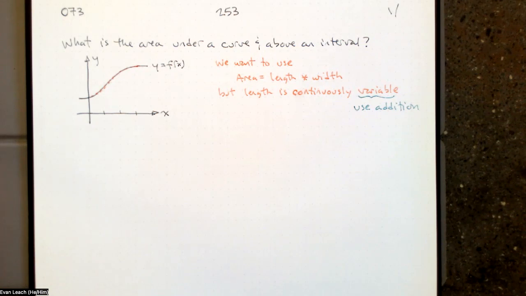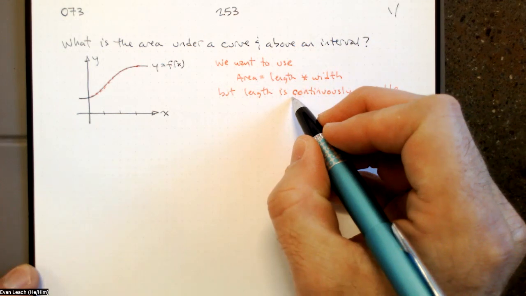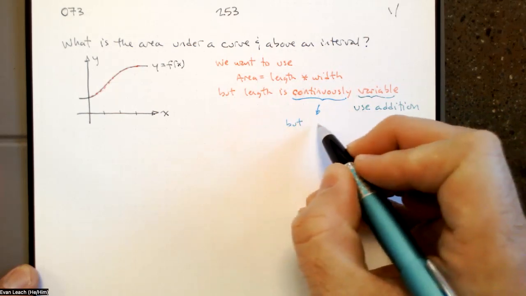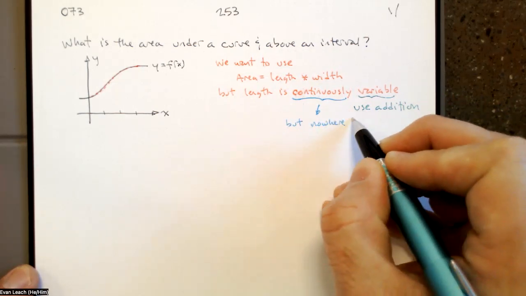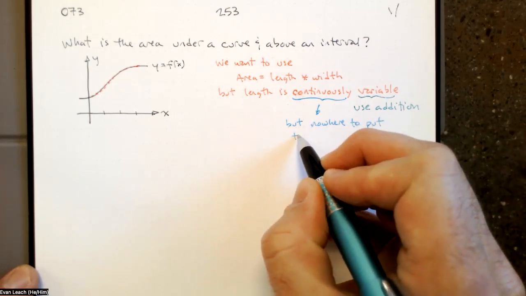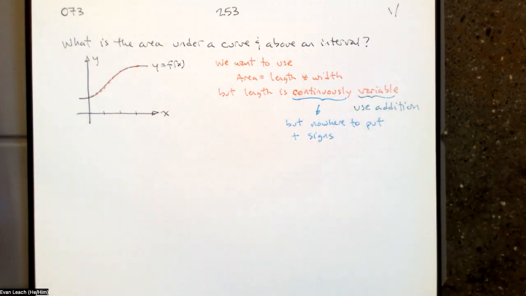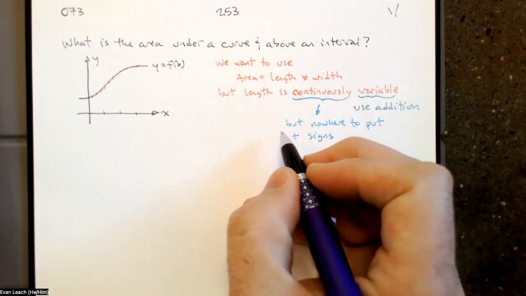So we're going to use a discrete area to model the continuous area. So we want to use addition, but this continuous part says there's nowhere to put the plus signs. We want to use multiplication, but one of our factors is variable, so we're going to use addition. But that factor is continuously variable, so there's nowhere to put the plus signs. So we're going to use a discrete sum to model the continuous sum. That's just the next step. Use a discrete sum to model the continuous sum.